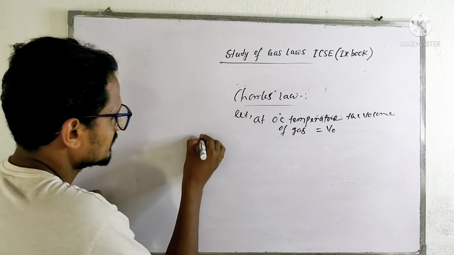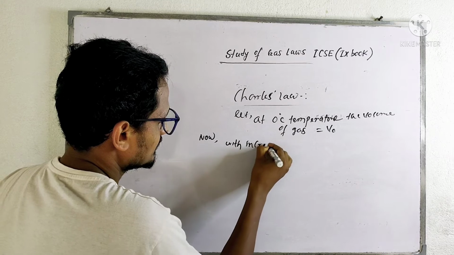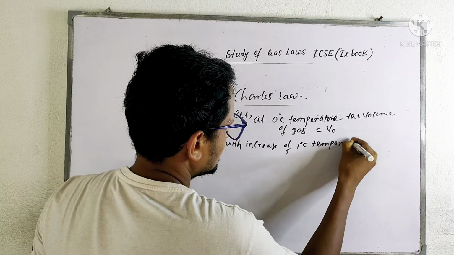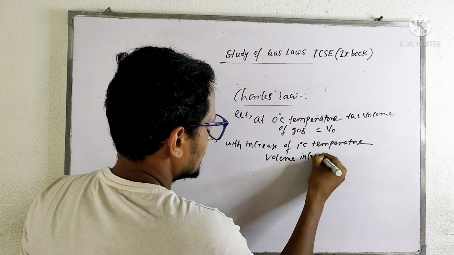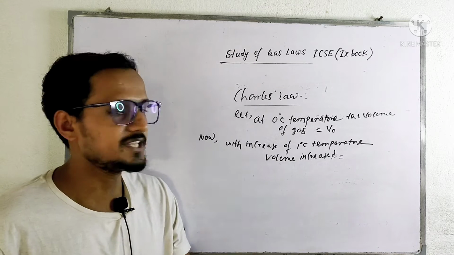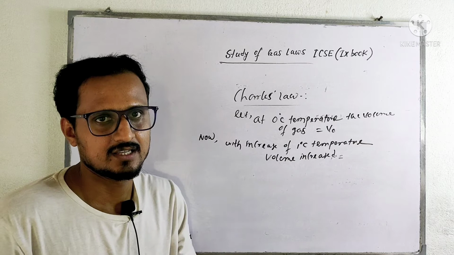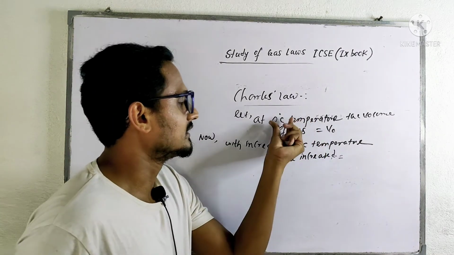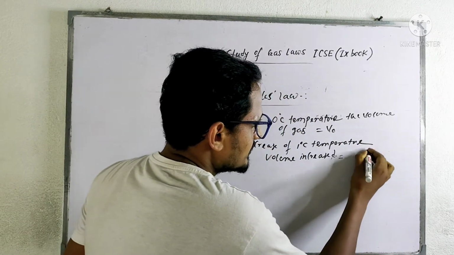Now with increase of 1 degree centigrade temperature, volume increased. According to Charles' law, if you increase the temperature 1 degree centigrade, then volume will increase. Now, how much part will increase? It will increase by 1 by 273 part of the initial volume. That means the volume at 0 degree centigrade is V0.